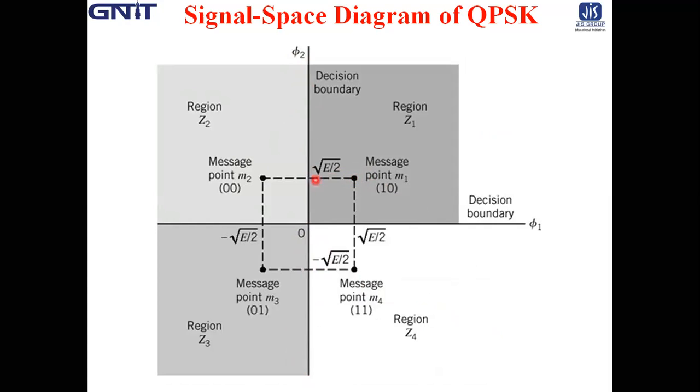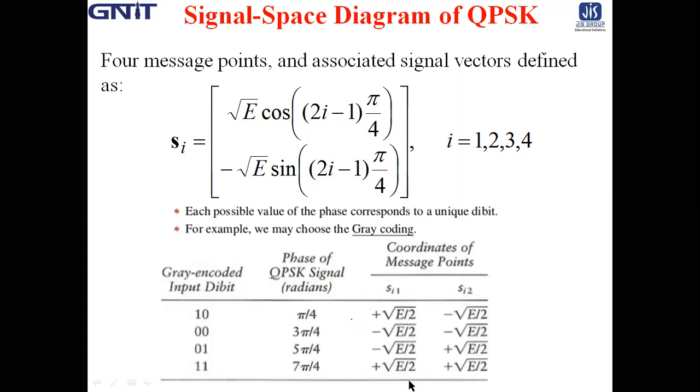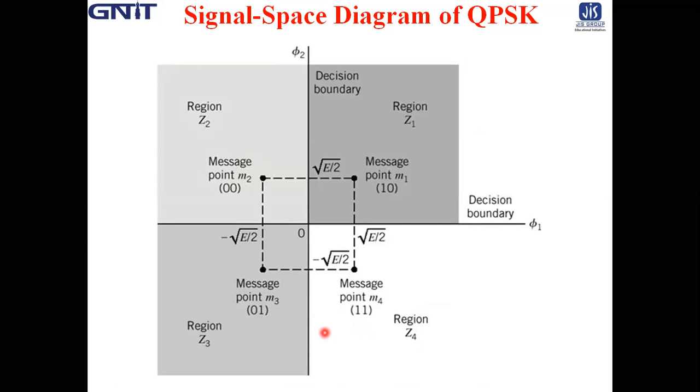Similarly, if you plot message point 2, that is 00, message point 3, M3, that is 01, and message point M4, that is 11. So these are the 4 message points you can easily draw according to these coordinates and phase angles. So this is the signal space diagram of the QPSK signal.